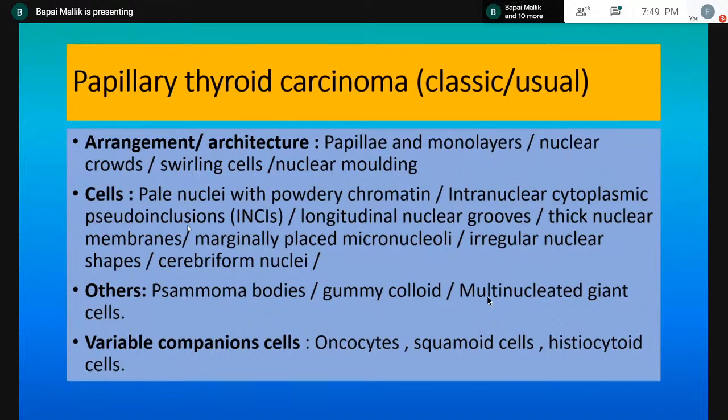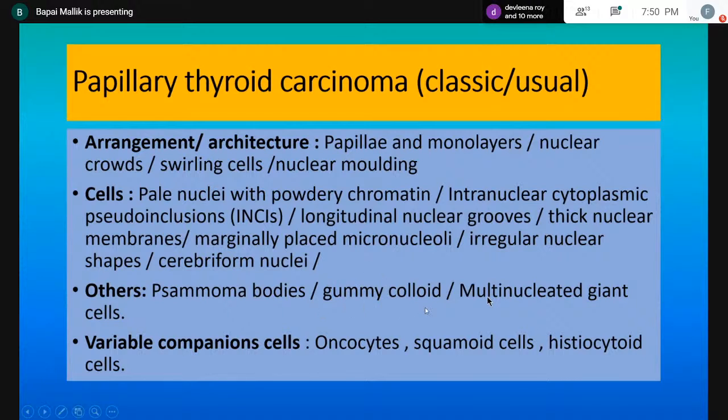Another thing which looks pretty striking and catches our attention are longitudinal nuclear grooves. You can also see thick nuclear membranes and marginally placed micronucleoli. I don't see too many of these, to be very honest. Sometimes I do see them. Irregular nuclear shape with cerebriform nuclei. These features also capture and catch your attention. The other features you may find are psammoma bodies, of course. You all know psammoma bodies.